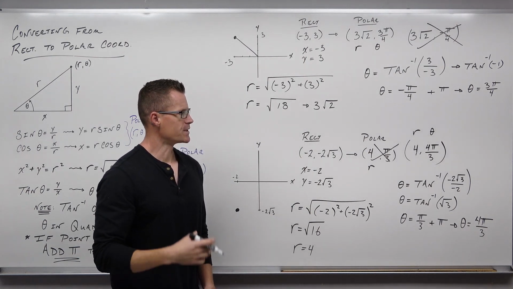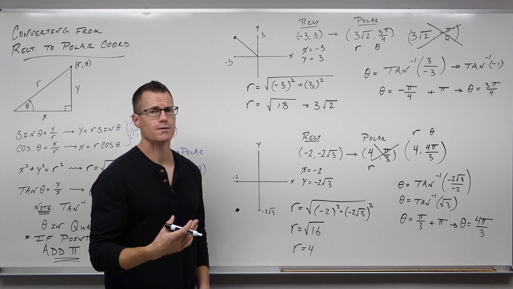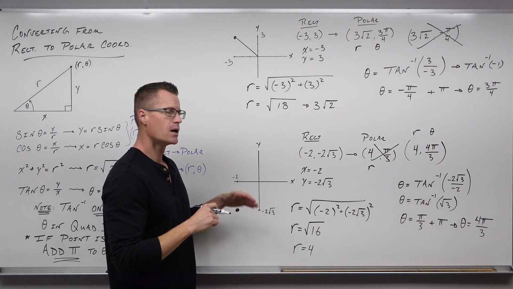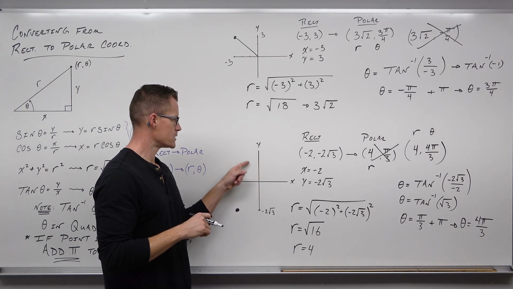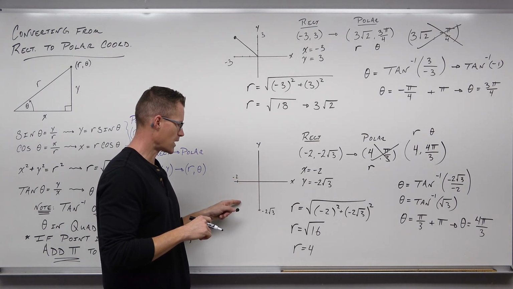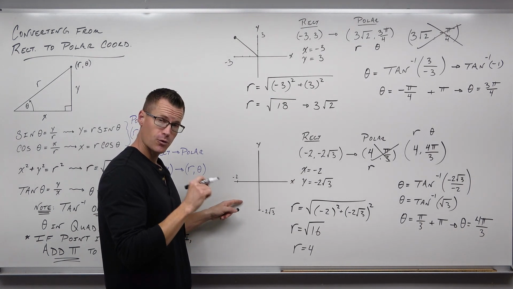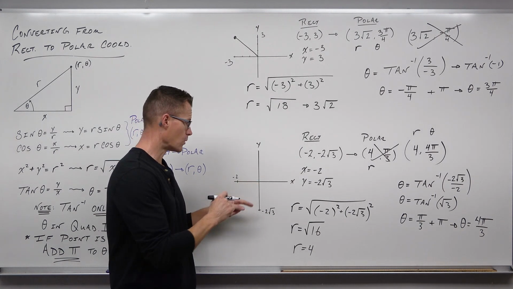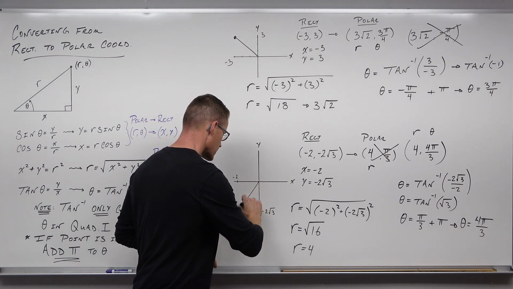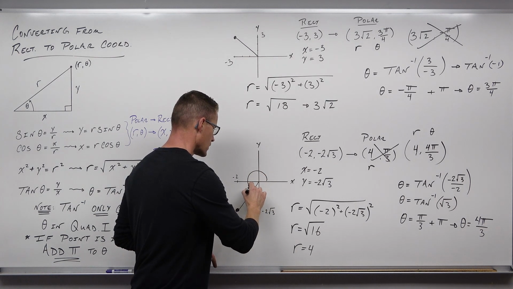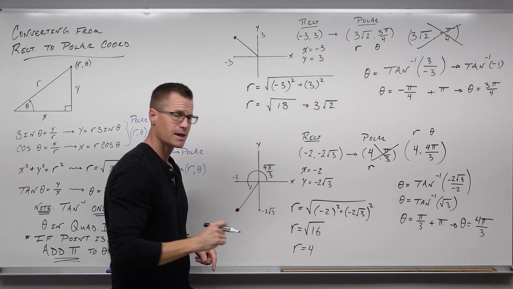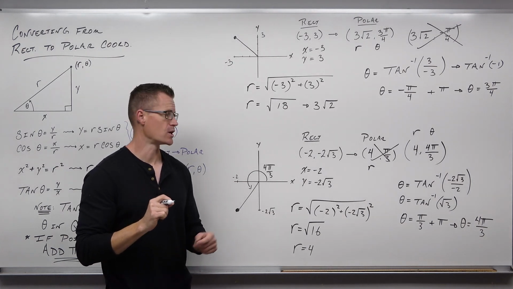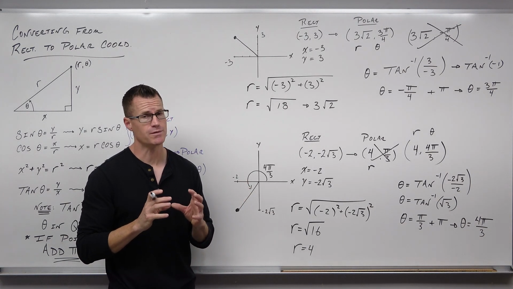And what we'd end up with is 4 comma 4 pi over 3 in terms of polar coordinates. Let's see if that works. 4 pi over 3 would be, let's see, 1, 2, 3, 4 pi over 3, and out 4 units from the origin or the pole. That's going to put us in exactly the same position as our rectangular representation of that point.